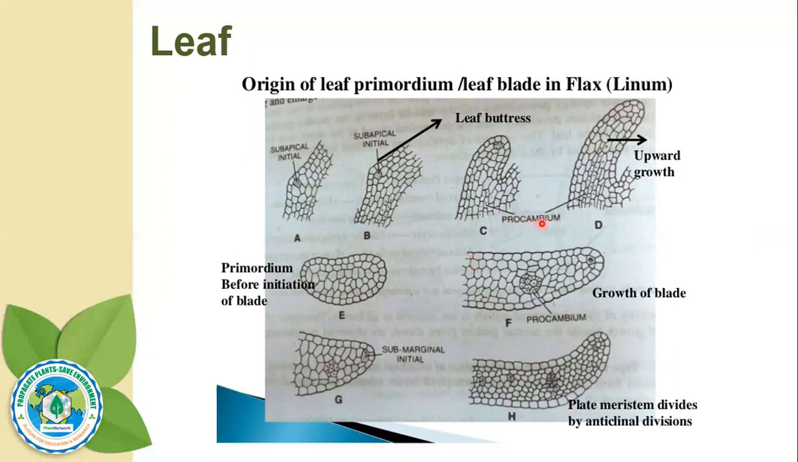Here, the growth of the procambium is also initiated. The primordium before the initiation of the blade is like a small rounded structure. Then further procambial activity takes place. The submarginal cells elongate the leaf, and the procambial activity further divides and subdivides into different types of cambial initials or cambial cells. The plate meristem divides by anticlinal divisions.